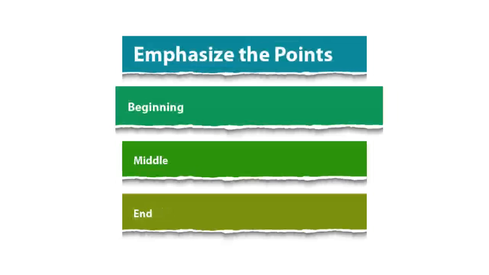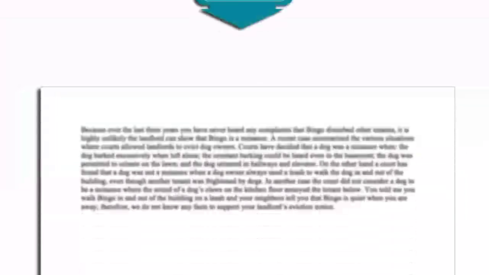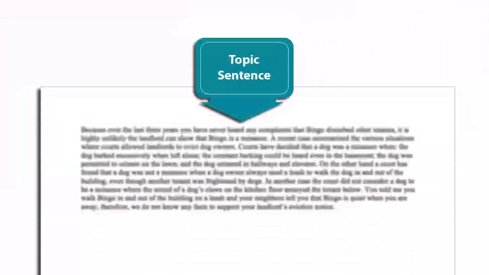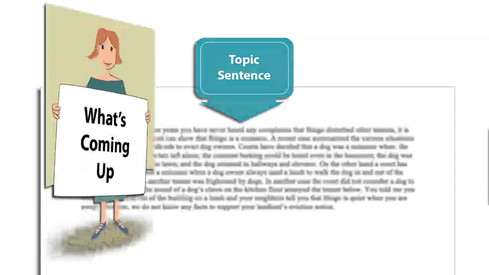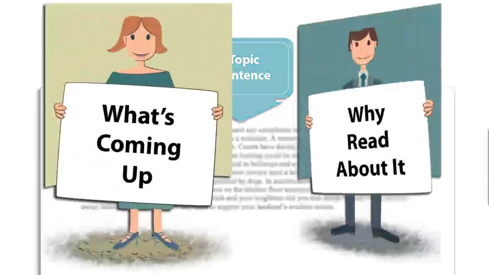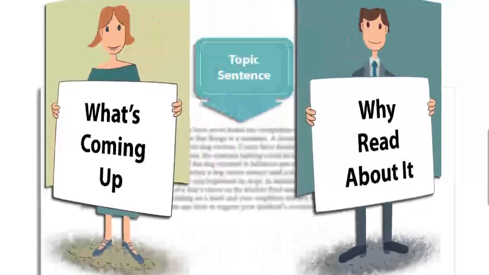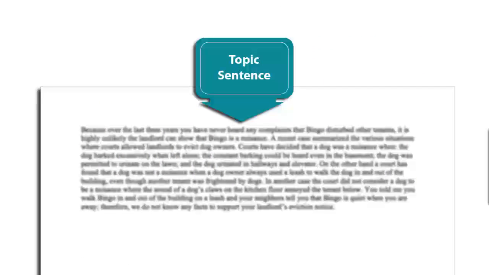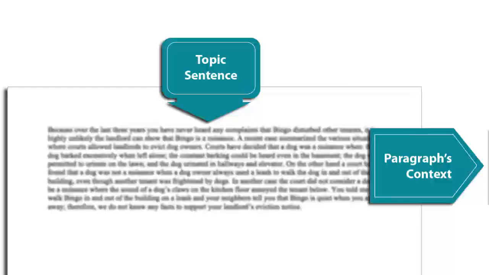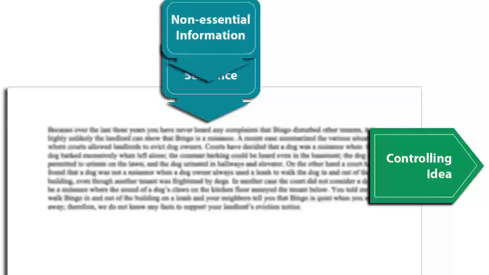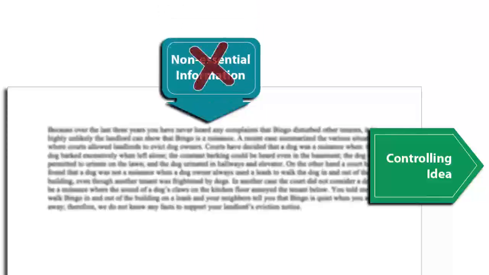In each paragraph, examine the topic sentence. It should be the first or second sentence of the paragraph. The topic sentence should tell readers what's coming up and why they are reading about it. Use your topic sentence to orient your readers to the paragraph's context and to deliver your controlling idea. Don't waste your first sentence on non-essential information.